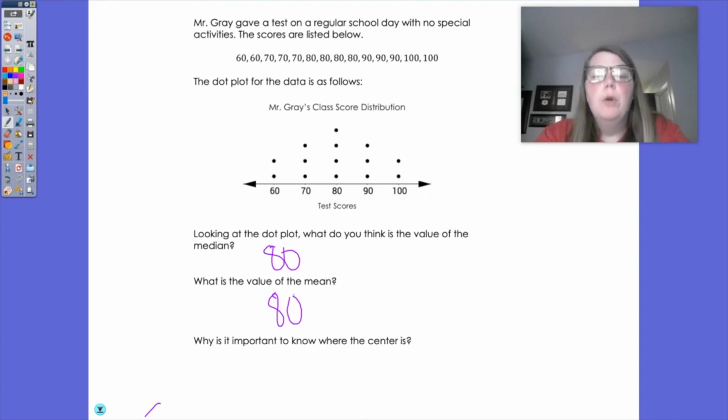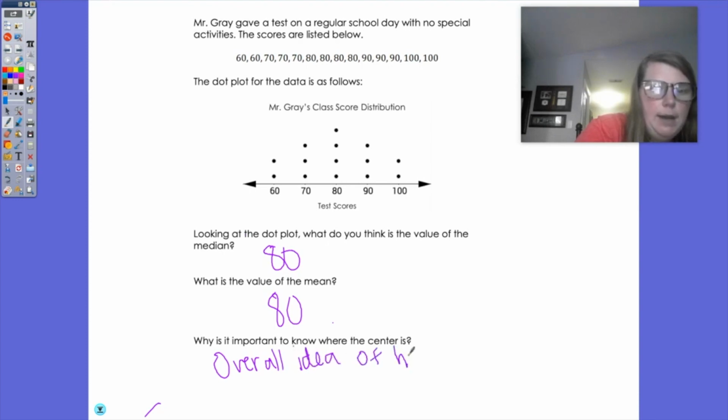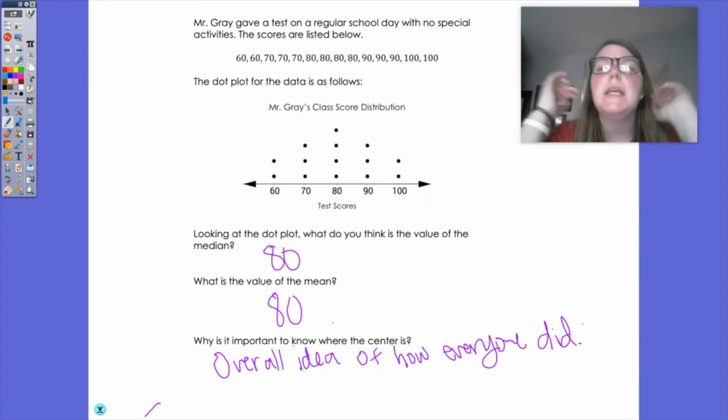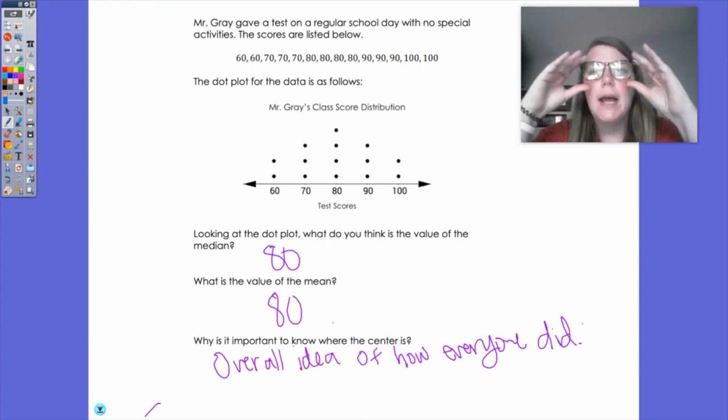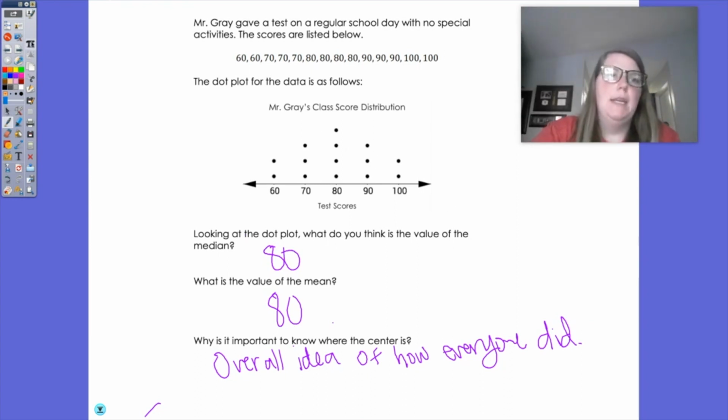So why is it important for us to know where the center is? Well, it gives us an overall idea of how everyone did. For me, when I give a test, I like to look at the average because that tells me about how everybody in the class did. And then we'll talk about what can affect that mean and median next.